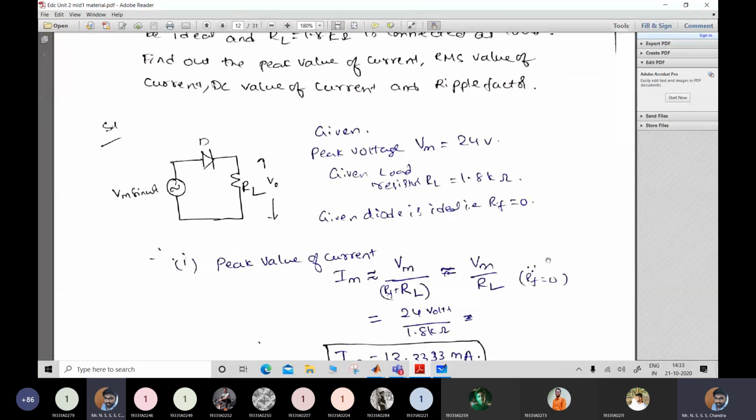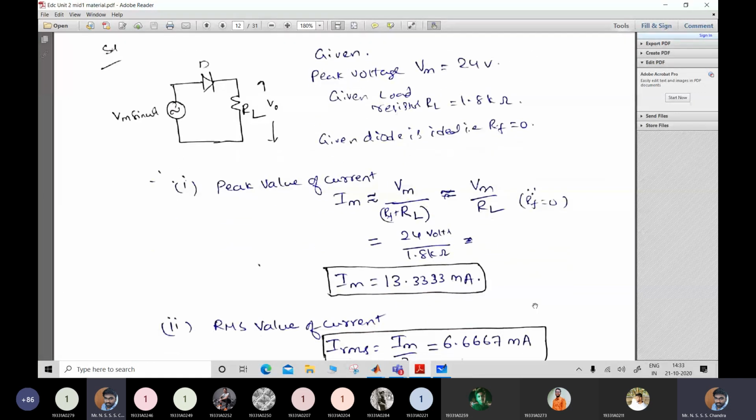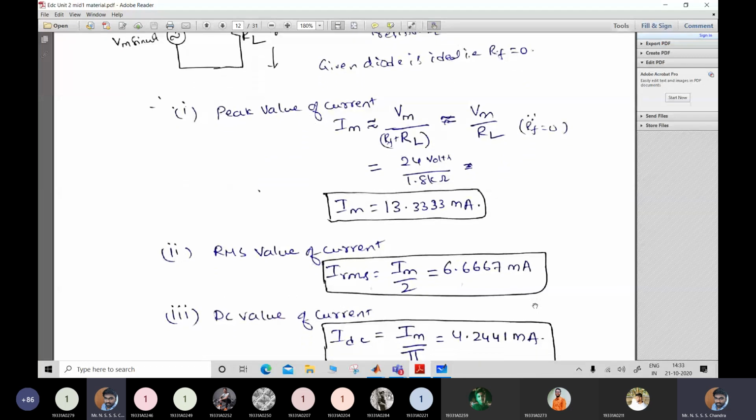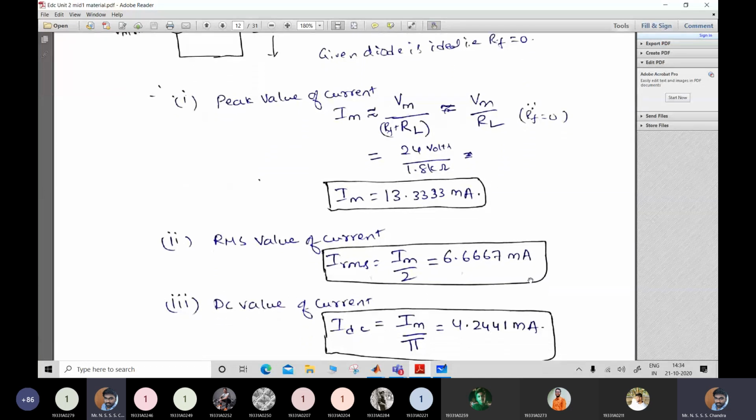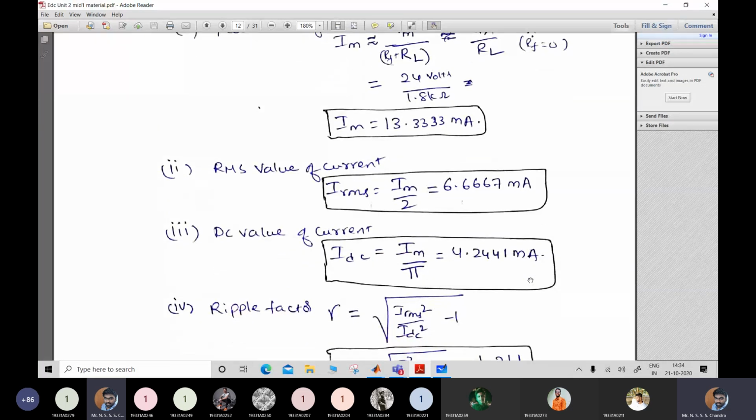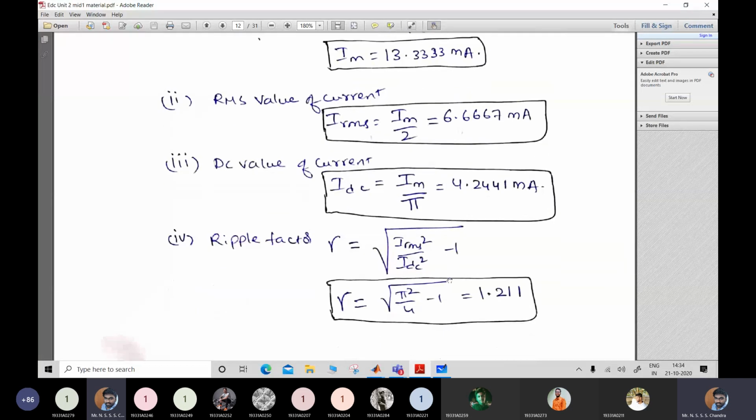So for an ideal diode, RF will be equal to 0. So first we find out Im, and then RMS value is equal to Im by 2. We are finding out RMS current, and then DC current is equal to Im by pi. Here also we are neglecting that RF term. Okay, and then ripple factor is again 1.211.